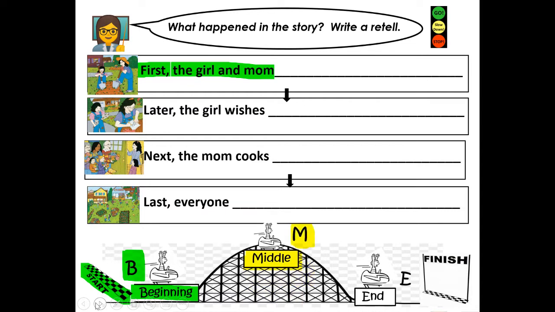Now we're going to the middle of the story. We're going to slow down. Later, you're going to write later, start with a capital L, A-T-E-R. Later, the girl wishes. What does the girl wish? Later, the girl wishes. So say your sentence out loud and write these words. Push pause. And when you're done with this yellow sentence, push play and we'll move on.